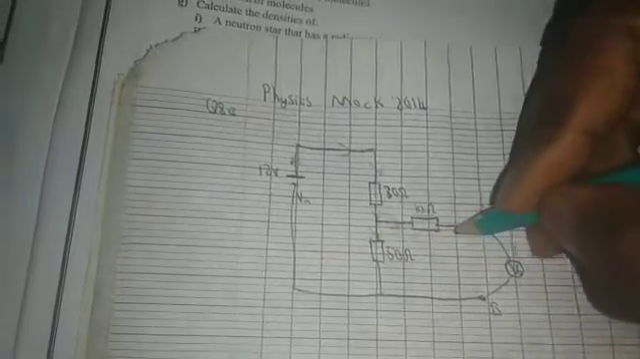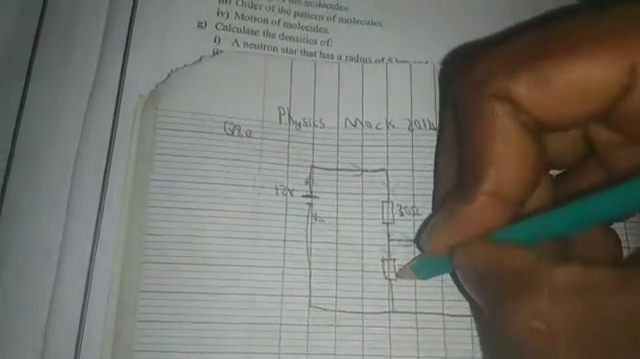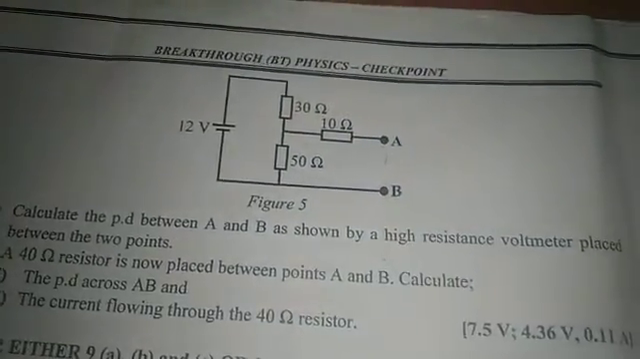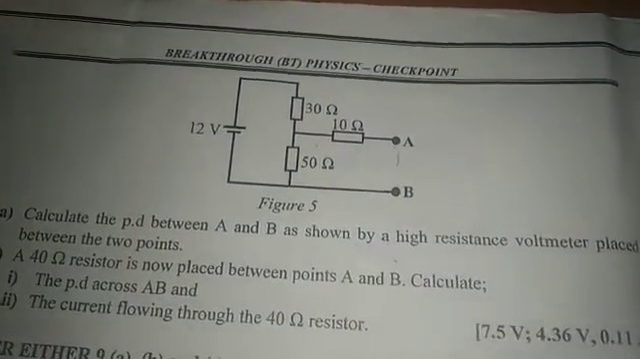So all the current coming from here, since it can't go here, you do a backward bias and come all the way here. So all the current coming from here will be passing through this 30 ohm and this 50 ohm. So what's the question asking for? In part A, we should calculate the voltage with the high resistance voltmeter placed between the 2 points. So we have to calculate the potential difference over here. Potential difference or voltage, the same thing. And that'll be V0.